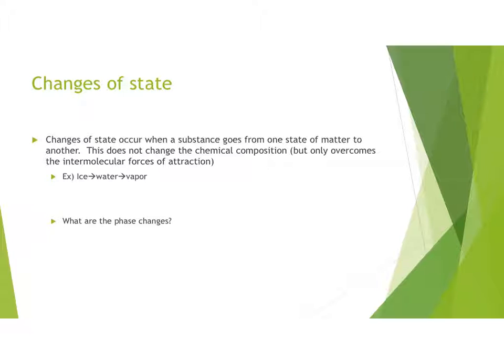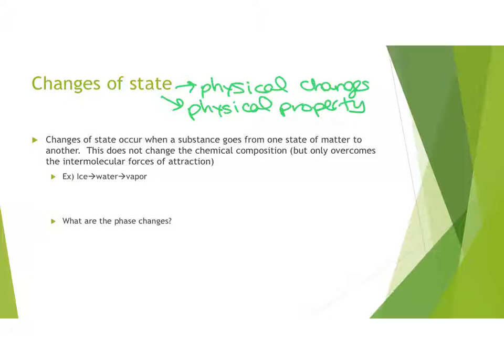One of the most important physical properties are going to be changes of state. So changes of state occur when a substance goes from one state of matter to another. The change does not change the chemical composition, but only overcomes those intermolecular attractions that are holding the particles together. As a result, changes of state are physical changes. Physical changes can be used as a physical property. An example would be ice going into water, turning into water vapor. In order for me to go from ice to water vapor, what has to happen?